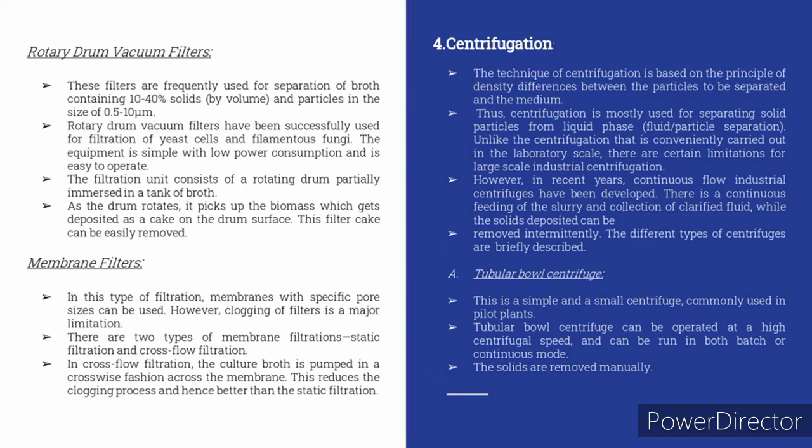The first one is a tubular bowl centrifuge. This is a small and simple centrifuge and is the most commonly employed centrifuge at a pilot scale. Now tubular bowl centrifuge can be operated at very high centrifugal speed and can be run in both batch and continuous modes. The solids can be removed manually, that is, this method is not automated.